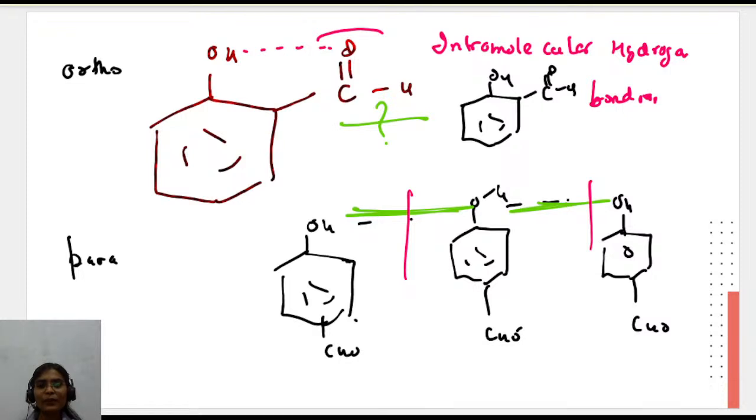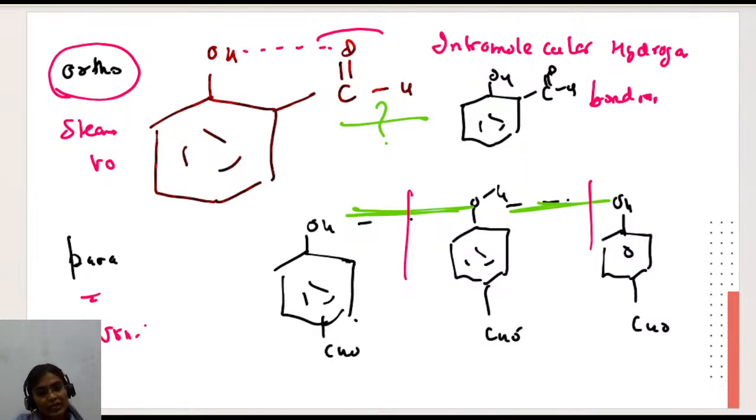But here is the para. No, no, Dashika, listen, I'm giving you a kind of example. Ortho is steam volatile. And para is not volatile, or simply non-volatile. So I'm explaining steam volatile.